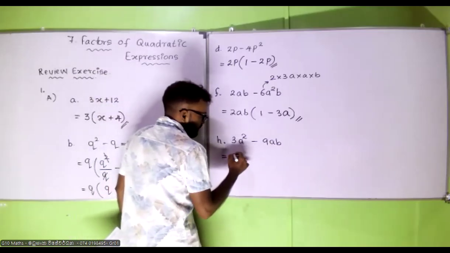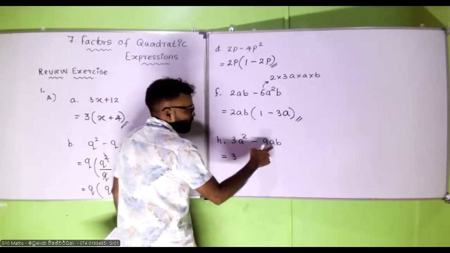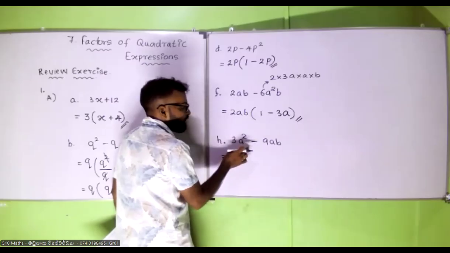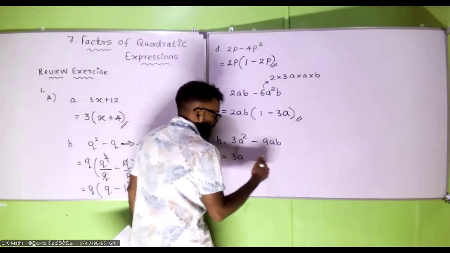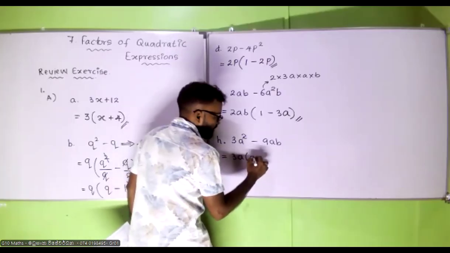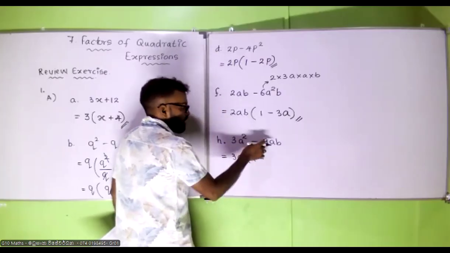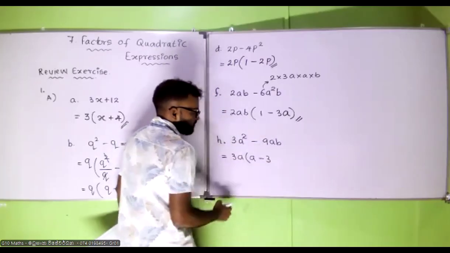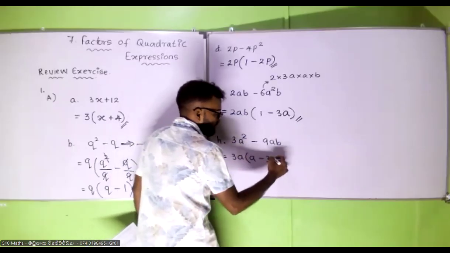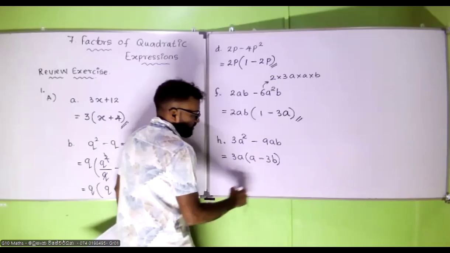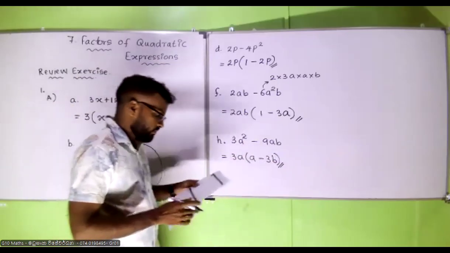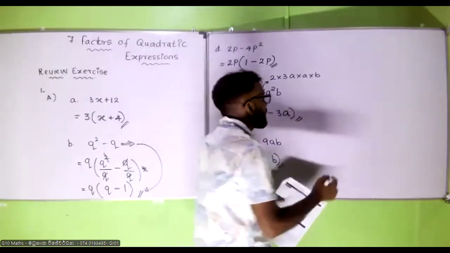3 is a common term, a to the power 2, a, so a should be a common term. There will not be any b term here, so b won't be a common term. If you take 3a out from this one, the remaining term is a minus, 9 divided by 3 means 3. A cancel out, and then no b's. 3. This should be the final answer for H. Correct? Right. Then J.